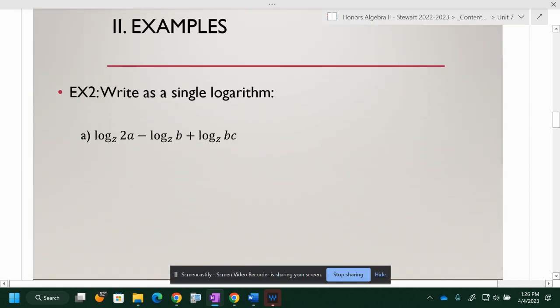Example number 2, write as a single logarithm. I'm going to take you through the steps. Last one we expanded. This one we're going to contract everything down into one log. When we write as one single logarithm, we will literally write log one time, and that's it. So I'll give you a second to copy this down.